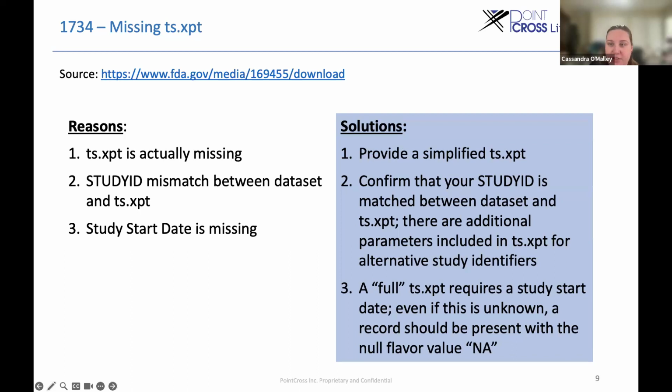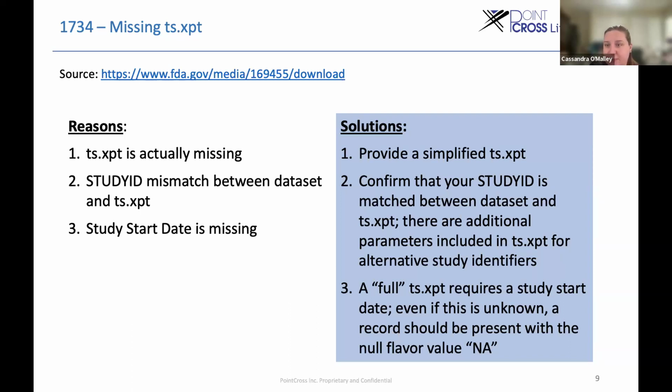The second reason that you could trigger this error is that the study ID is mismatching between the data set or the submission and the ts.xbt. The way to fix this would be confirming that your study ID matches between the data set and the ts.xbt. And there are some additional parameters that you can include in the ts.xbt, such as alternative study identifiers that may solve this, as well as the study tagging identifiers in the define.xml.